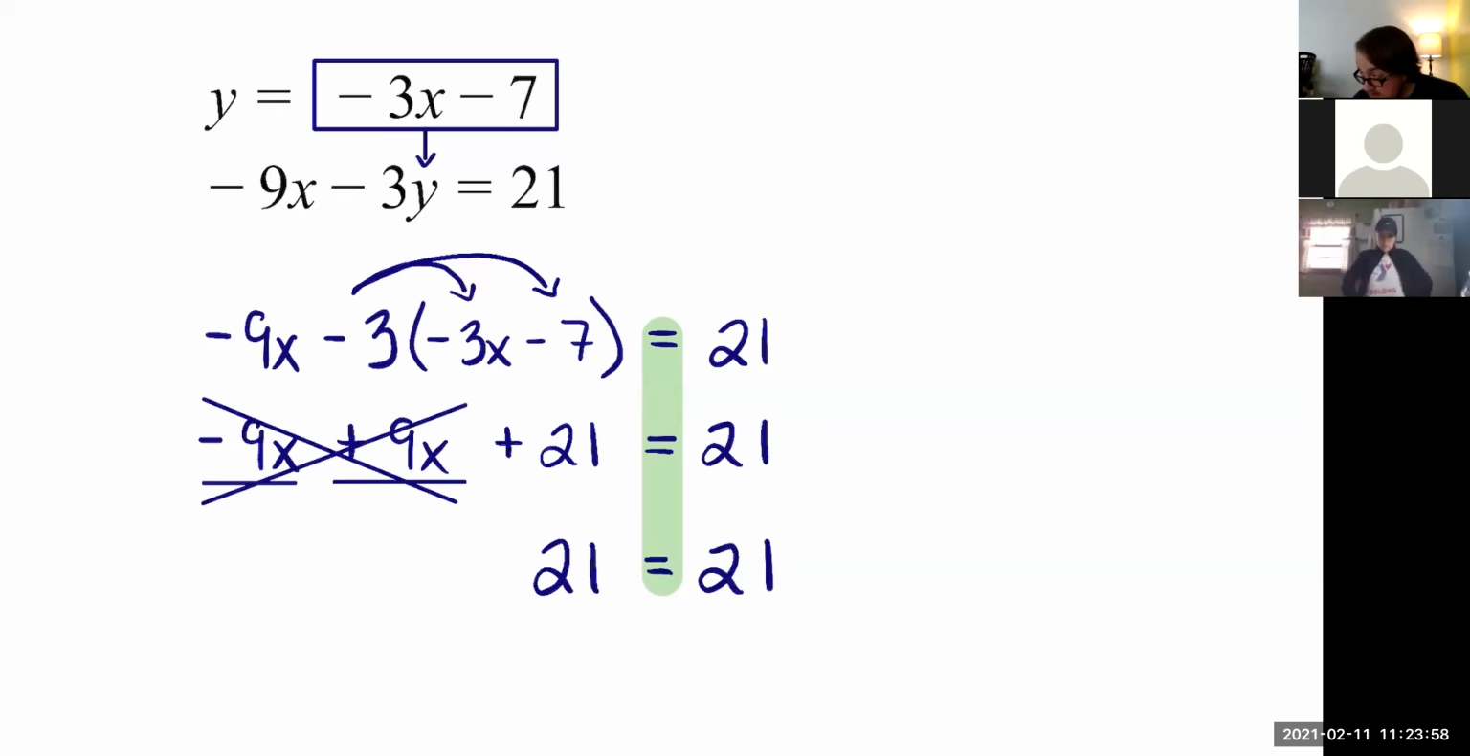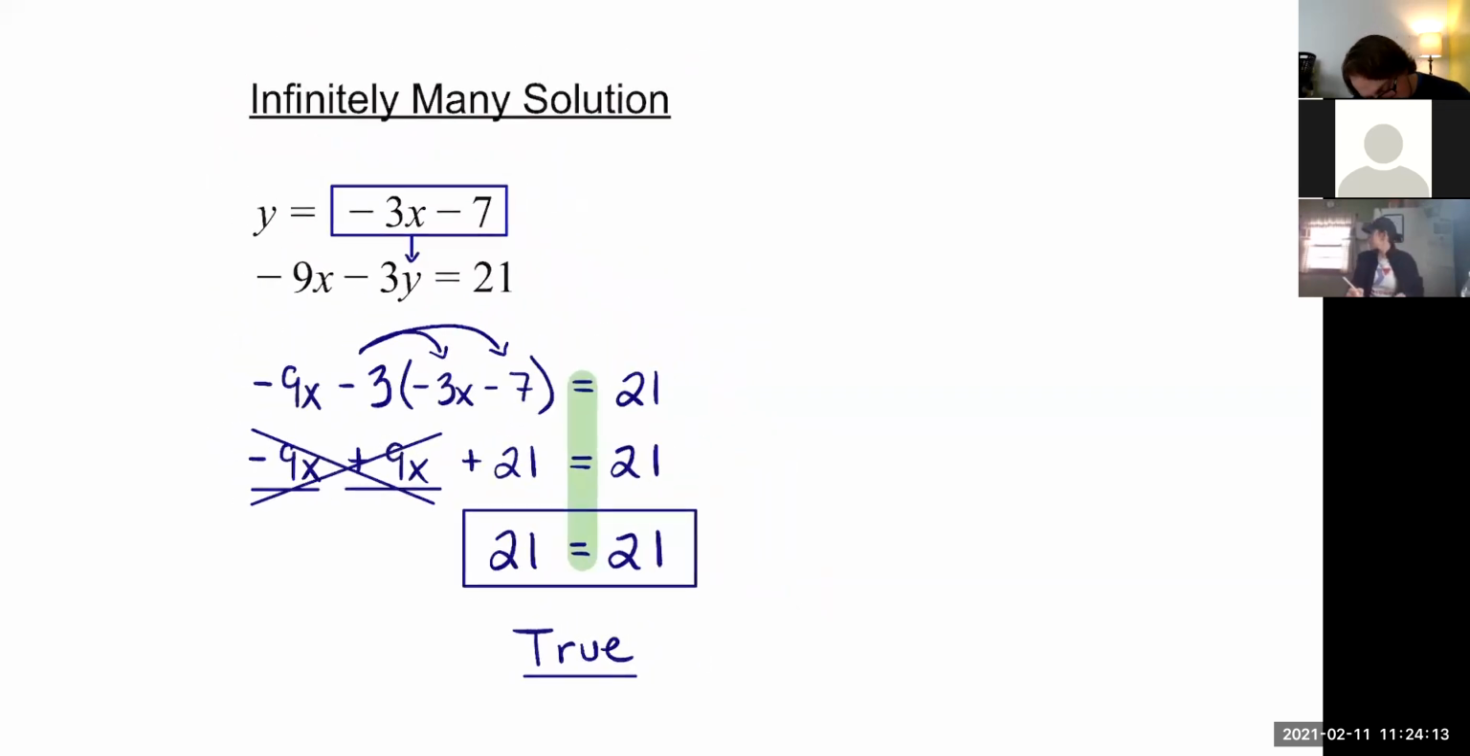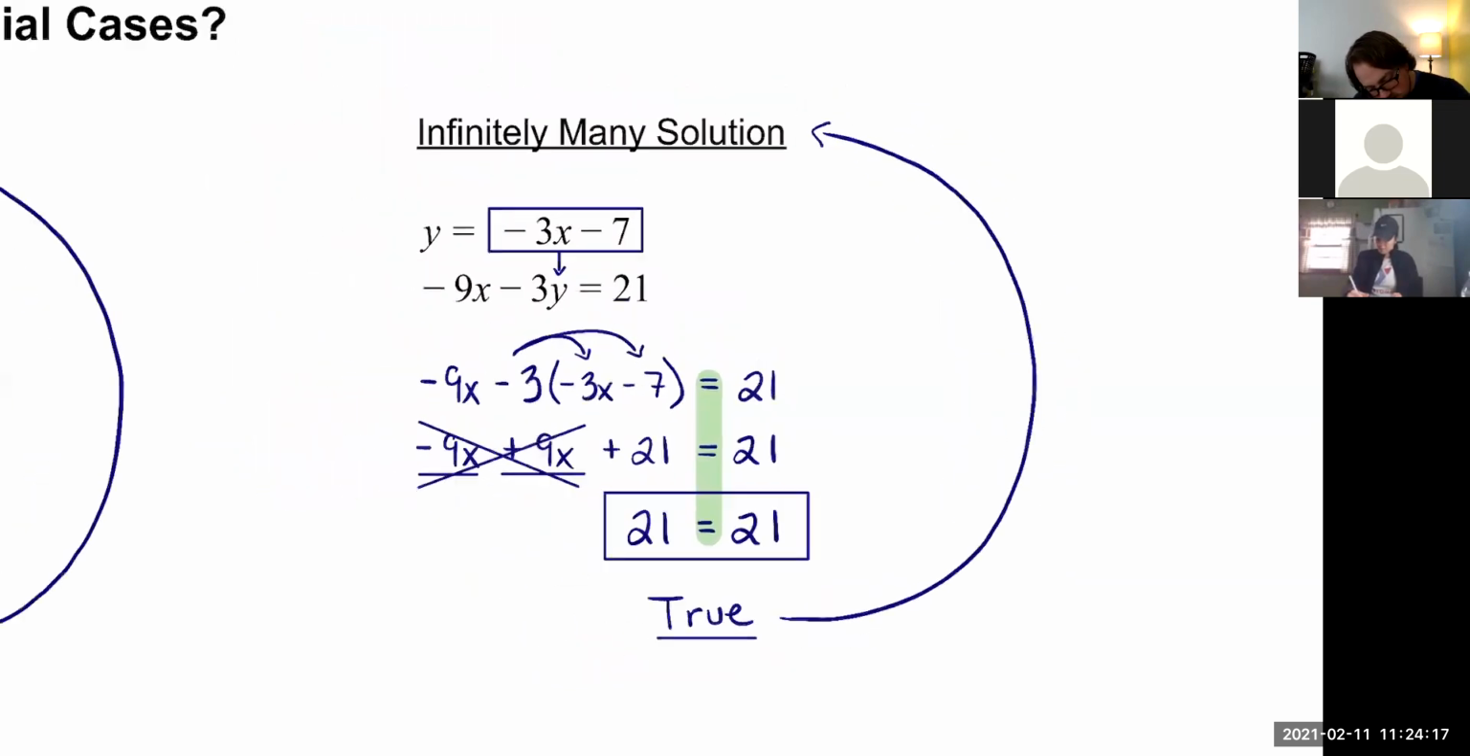How would you describe that statement, Toby? It's equal. It is equal, therefore it must be true. 21 will always equal 21. Well, guess what a true statement means? It has infinitely many solutions.